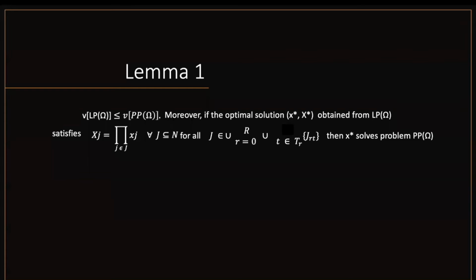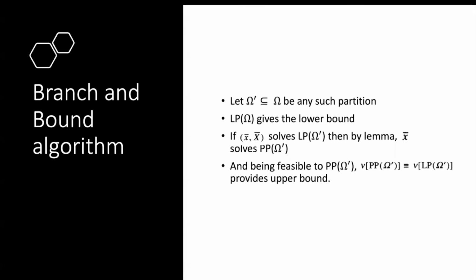Before we further explore the algorithm, here is one lemma that we should know about. The lemma states that the value of the solution of the linear program is less than or equal to the value of the solution of the polynomial program. Moreover, if the optimal solution obtained from the linear program satisfies the equation capital Xj equal to the product of all small xj for all j belonging to J, then X star solves the polynomial program. The procedure involves the partitioning of the sets into sub-hyperrectangles, each of which is associated with a node of the branch and bound tree.